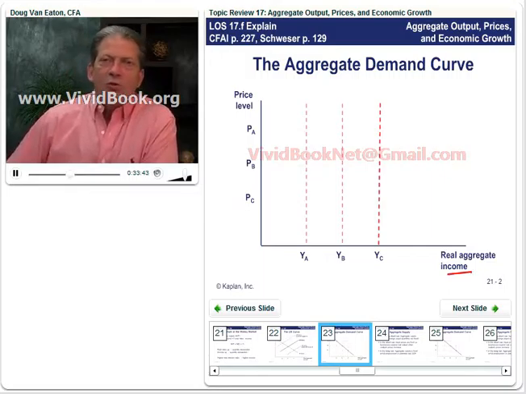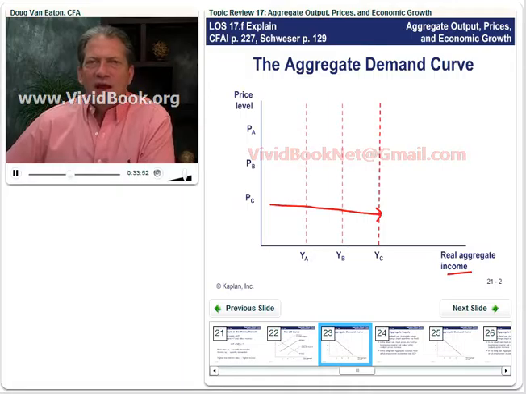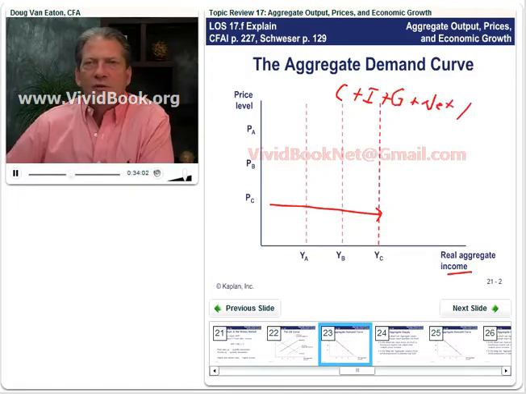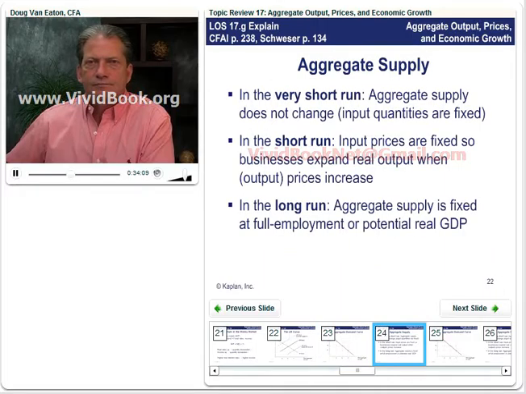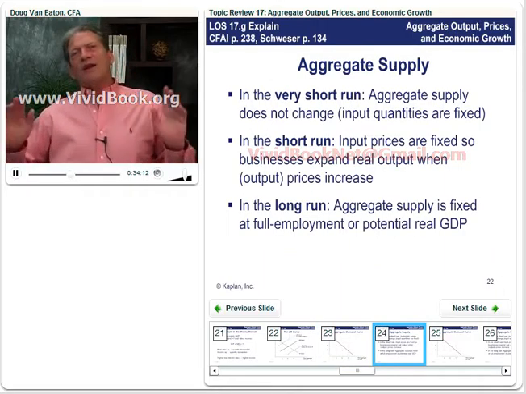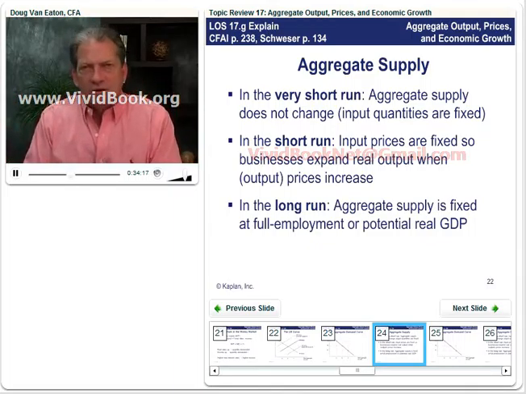And this is what we were really after anyway, a downward sloping aggregate demand that says, well, at lower price levels, more aggregate demand. And what's aggregate demand? Well, C plus I plus G, government spending, plus net exports. That's what we've plotted here. So now we've got an aggregate demand curve for the whole economy. Now we need an aggregate supply curve.